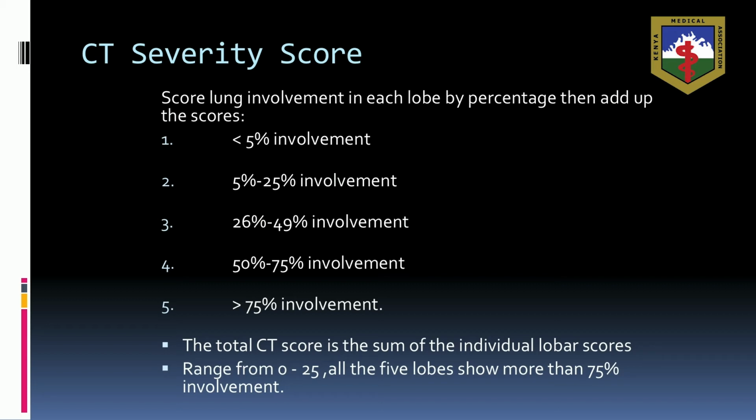So if you have a score of upwards towards 25, then you know that your severity is quite a lot, and this is a prognostic indicator, meaning the higher you go towards 25, the more likely that disease outcomes will not be that great.